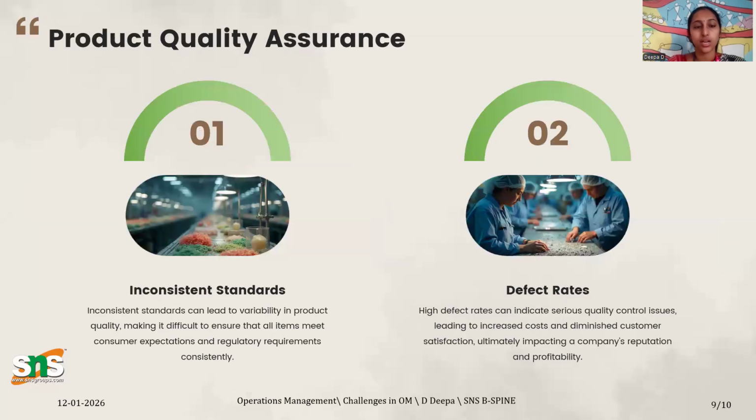So, quality control challenges: product quality assurance, inconsistent standards, and defect rates. With inconsistent standards, you should measure proper quality against a proper standard: this is our product, this is our standard. Next is defect rate: how you are measuring, where all the defects are identified, and you should rectify them, right? If you are lagging in all these things, customer satisfaction decreases. If the customer is not satisfied, you cannot get profit, right?